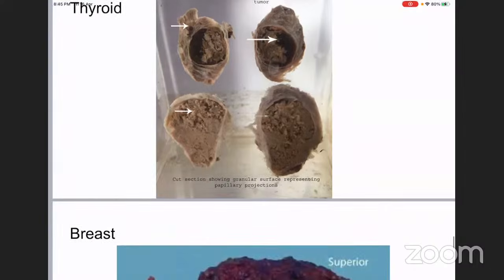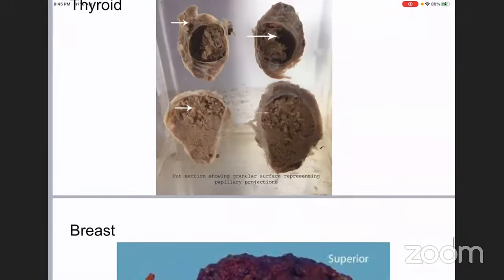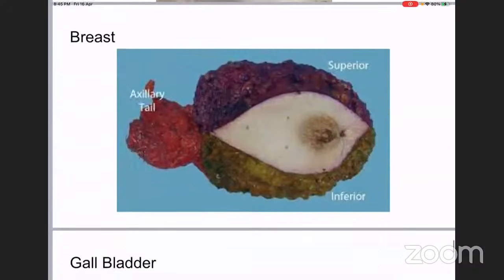And then there are also some papillary projections that you see. So the diagnosis is papillary carcinoma thyroid. Sometimes you can even see macroscopic calcifications in the papillary projections. So that is one common specimen.